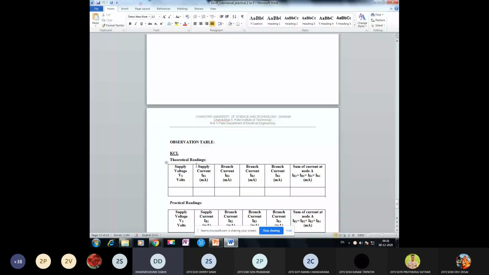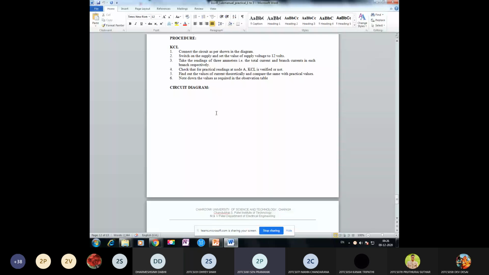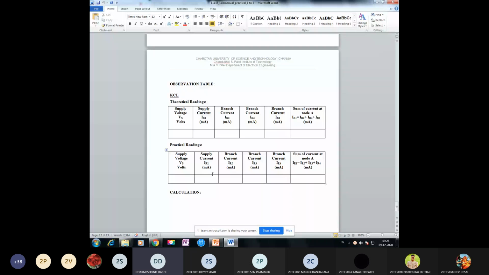Clear, all of you? Sir, so in the word file we have to show only conclusion and the table only? Yes. Okay, in the word file you submit only conclusion and table. And calculation you can submit in the separate file. First you write down in your notebook, then scan it and send the PDF. Clear?